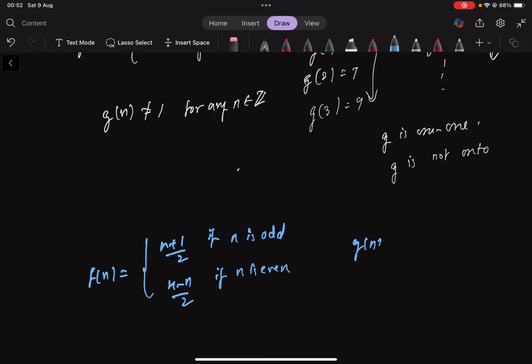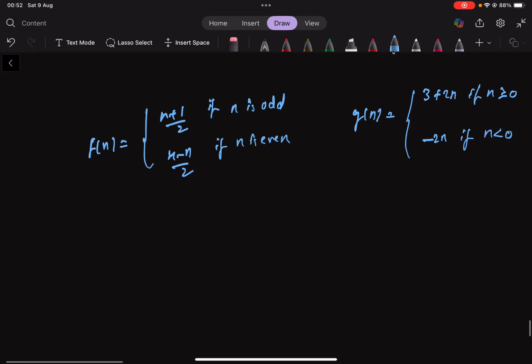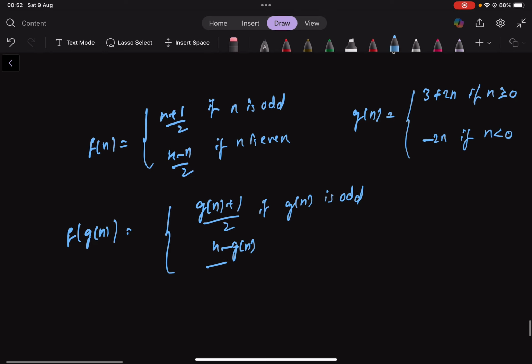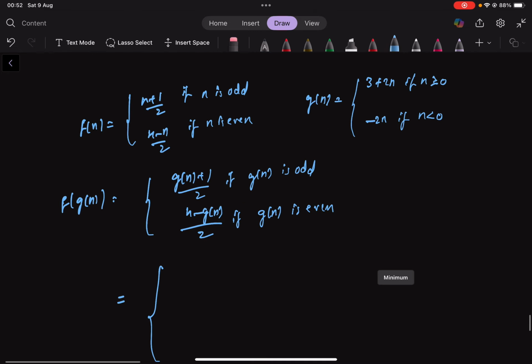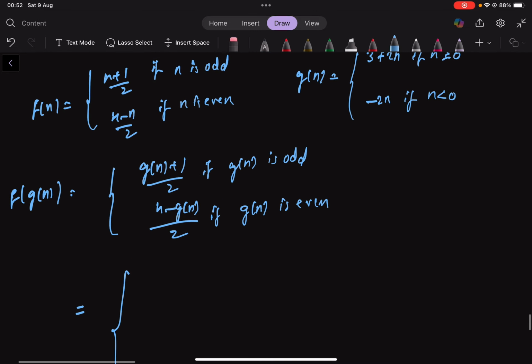And similarly g of n is 3 plus 2n if n is greater than or equal to 0, and minus 2n if n is less than 0. So f of g of n will be (g of n plus 1) by 2 if g of n is odd, and (4 minus g of n) by 2 if g of n is even. And g of n is 3 plus 2n if n is greater than or equal to 0 and minus 2n if n is less than 0.